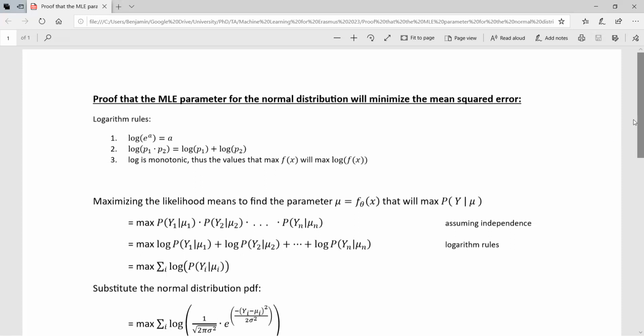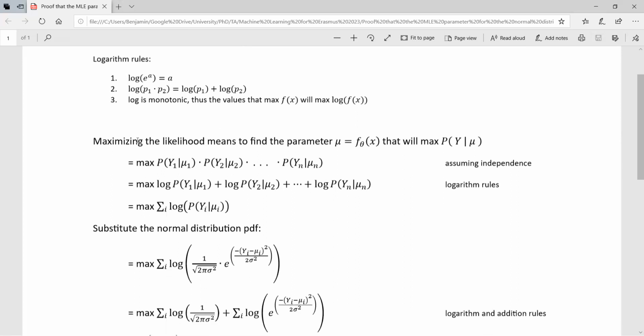Okay, makes sense. Maximizing the likelihood means to find the parameter mu for the normal distribution. It means to find the parameter mu, which is some function of all our betas or parameters or weights times our features, that will maximize the probability of observing y, which we observed, given that mu. So this is the maximum of the likelihood. This is the likelihood of seeing y given the parameter, and we want the maximum.